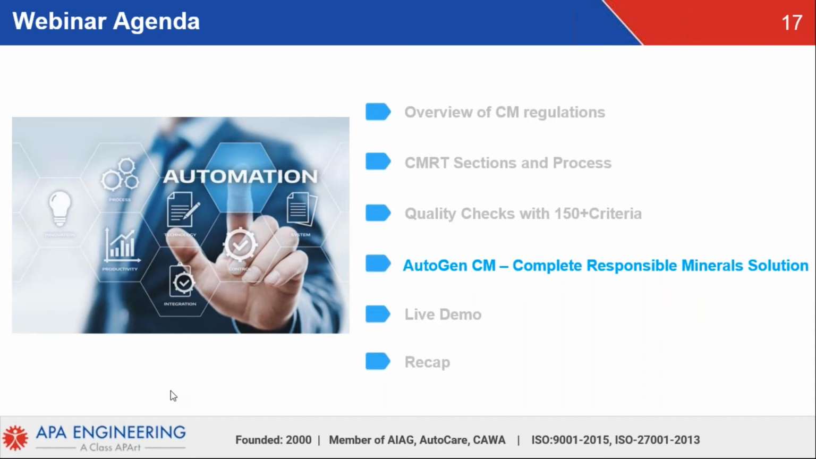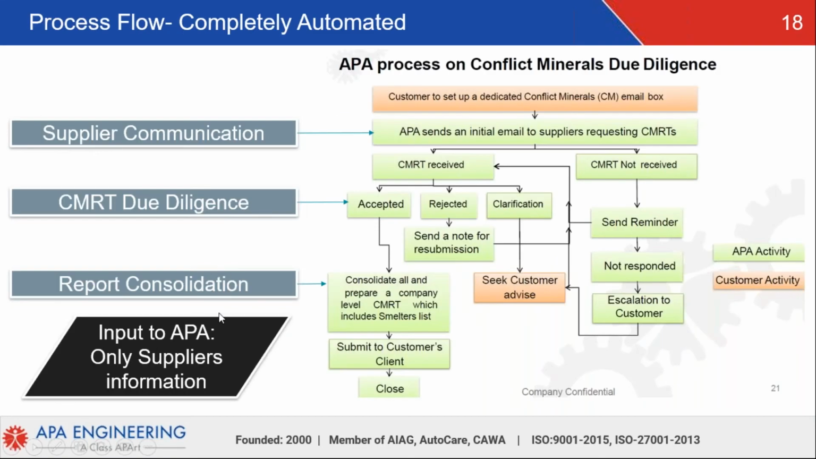Webinar agenda again for reference. We are now at AutoGen CM, the complete responsible mineral solution. Next slide. Let's see the process flow for AutoGen CM. The major areas are supplier communication, CMRT due diligence, and report consolidation.